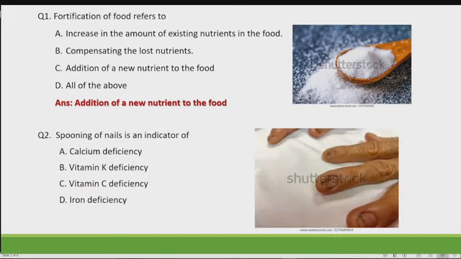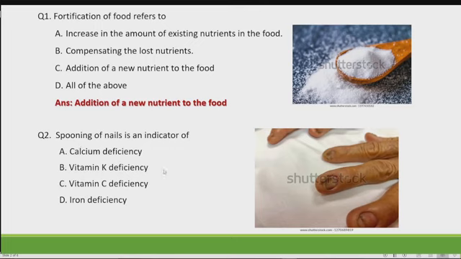The next question: spooning of nails is an indicator of which deficiency? Calcium deficiency, vitamin K, vitamin C, or iron deficiency. Spooning of nails you can see in the picture, where there is a small depression in the nail. That is called spooning of nails. So in which deficiency do we get it?